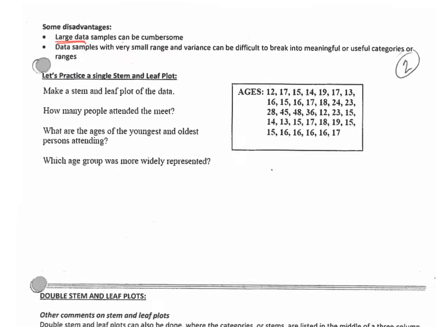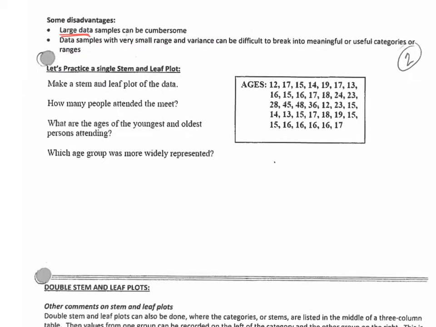Another thing that we are just about to see with this example here is that if you have a very small range of data, it can be difficult to know how to break it into meaningful sections. So we're going to take this set of data here and make a stem and leaf plot, and I'm going to have half of the class do it one way and half of the class do it the other. So let's first talk about the ways that we're going to do it.